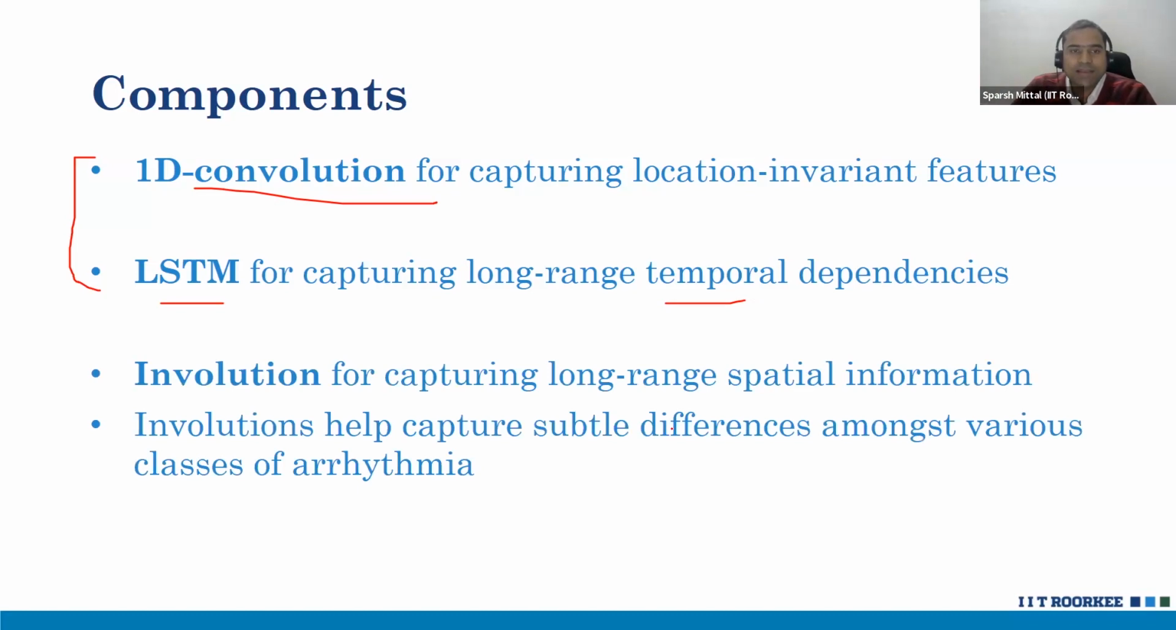Then a novelty which we bring is the use of involution. Involution is a somewhat more recently proposed operator, which is like a complementary operation to convolution. It is used for capturing long-range spatial information. I will highlight what its use is. It helps us capture subtle differences among various classes of arrhythmia.